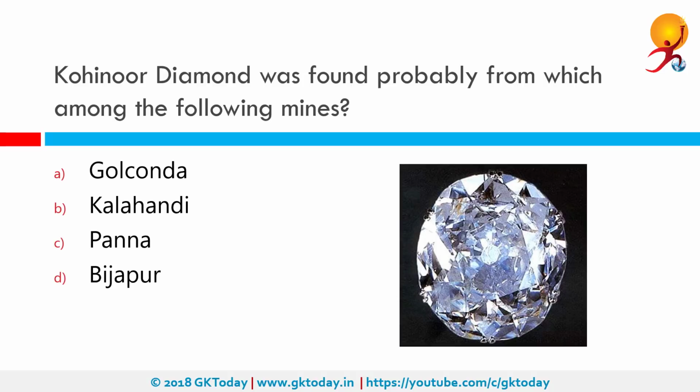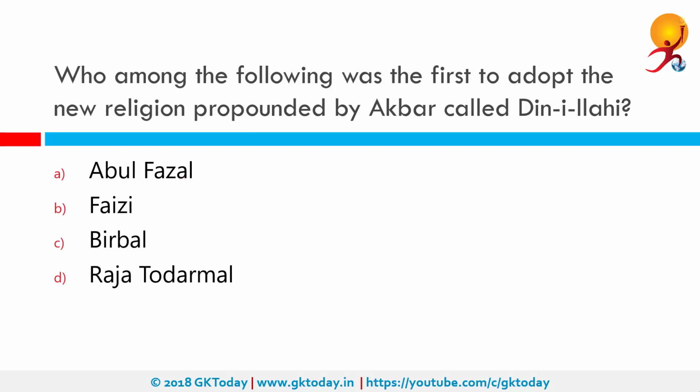Kohinoor Diamond was found probably from which among the following mines? The correct answer is Golconda. The Golconda diamonds are Indian diamonds mined in a specific geographic area within the historic Golconda Sultanate, which is in present-day Telangana and Andhra Pradesh. Diamonds from these mines were transported to the city of Hyderabad to be cut, polished, evaluated and sold well within the 19th century.